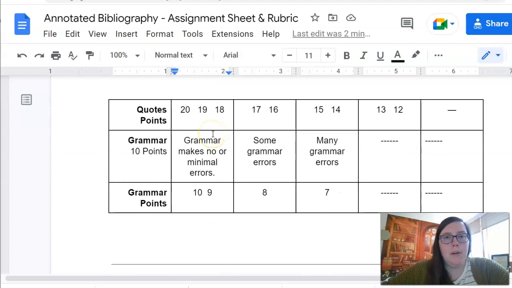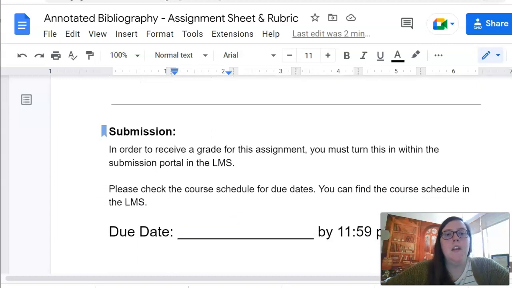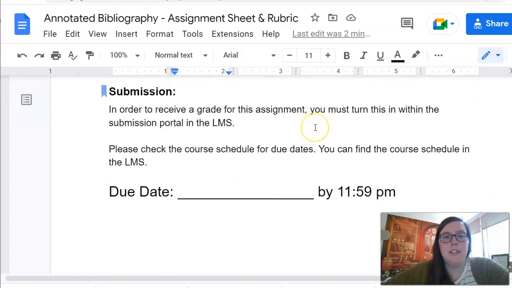And then I'm going to look at grammar. I'm going to read through the text-based content on your graphic bibliography and just make sure that there are no or minimal grammar errors. No matter what, you have to turn this in the LMS. I think that covers everything regardless of the approach that you took. If you have any questions, please let me know.